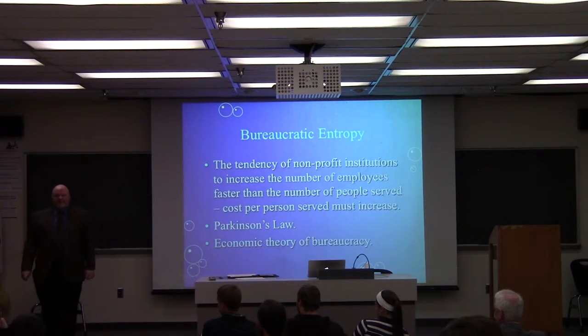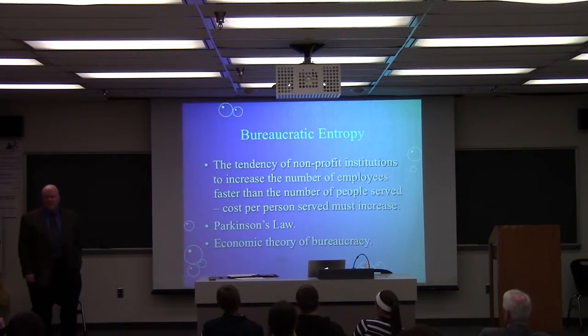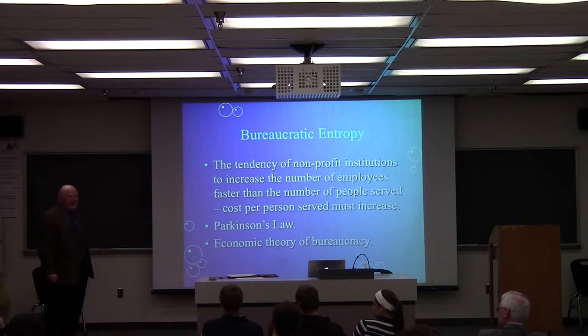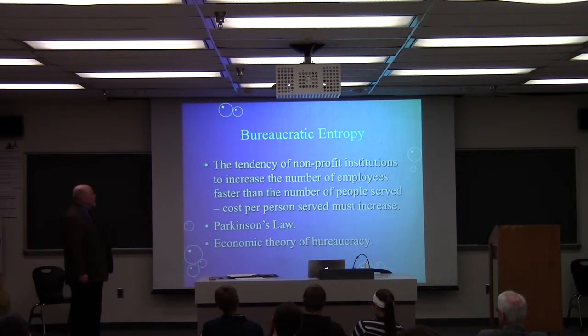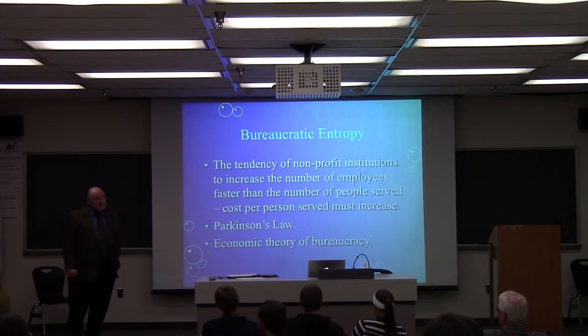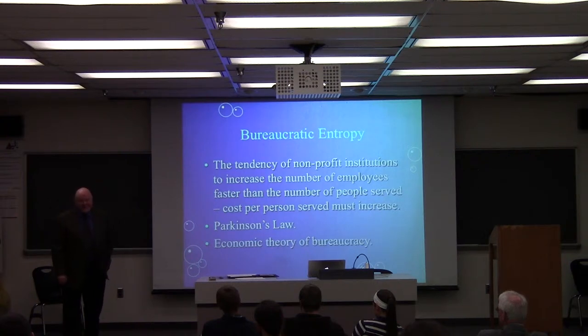So what is it that's doing this? Well, it's a concept known as bureaucratic entropy. You physicists will recognize that term, right? Well, it is the tendency of nonprofit institutions to increase the number of employees faster than the number of people served. Now, when that happens, the algebra is really clear, all right? The cost has to go up. You cannot do that without driving the cost up, okay?